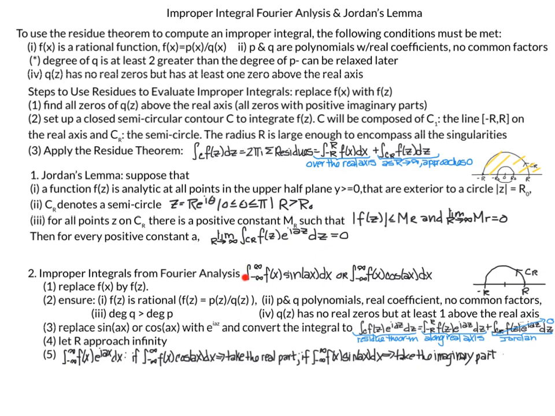If we have sine times our f of x, then we take the imaginary part of our integral of f of x e to the i ax. If we have this form of our Fourier analysis where we have f of x times cosine, then we take the real part of f of x times e to the i ax.